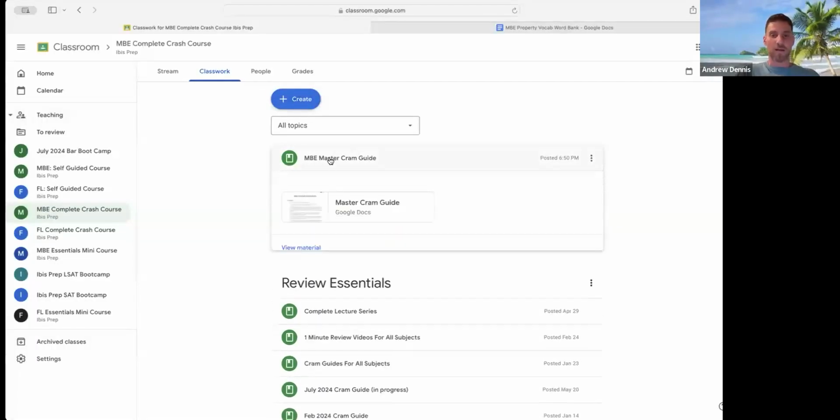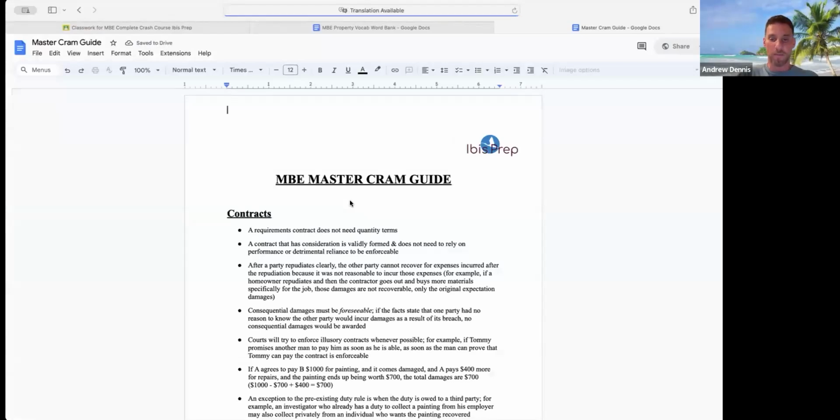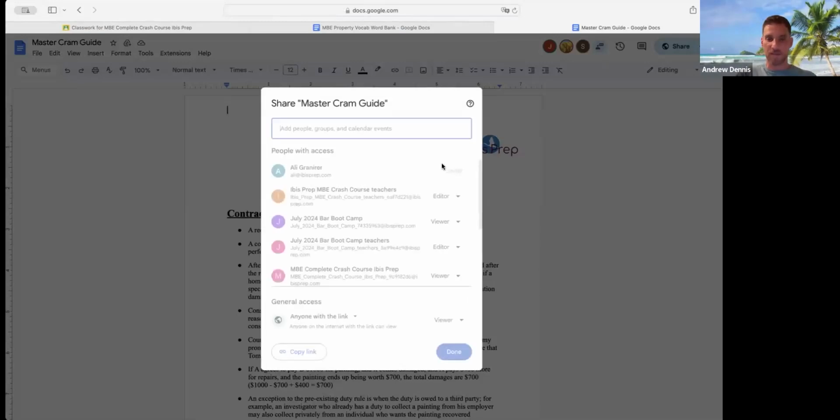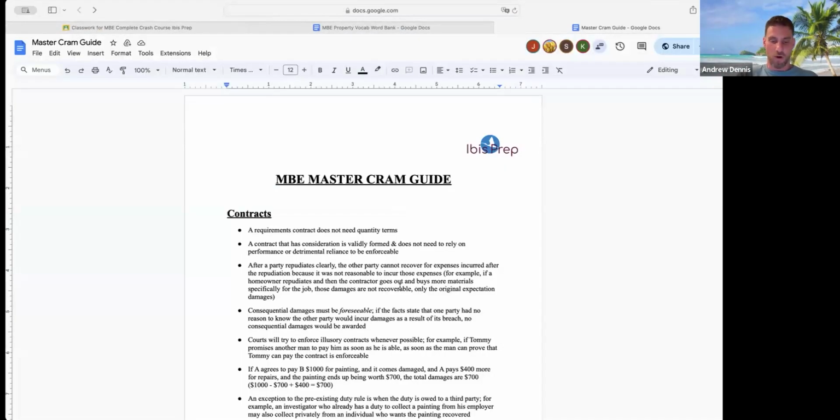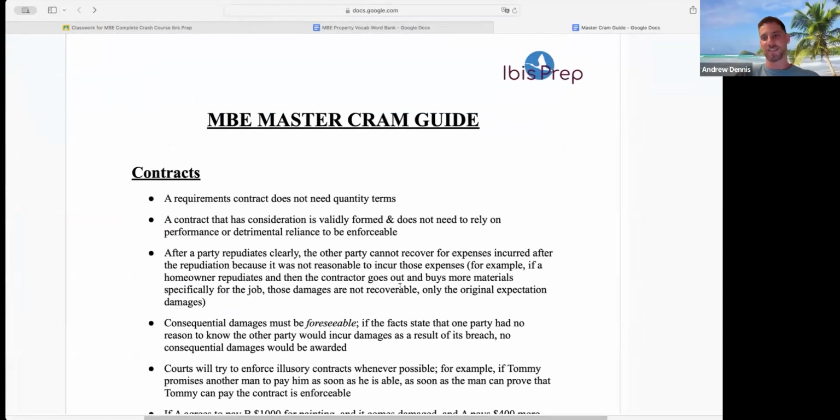So what we're going to do today may not be the most fun exercise, but it is going to be the most valuable. So what I've had Ali do is combine our cram guide into one comprehensive master cram guide. And I'll share this in the classroom because I already know that question was coming. And I'll go over it tooth and nail, and we'll all be smarter for it. So please try to keep the questions pointed because I want to get through the material, but I am always open to answering questions. Let's start with contracts.